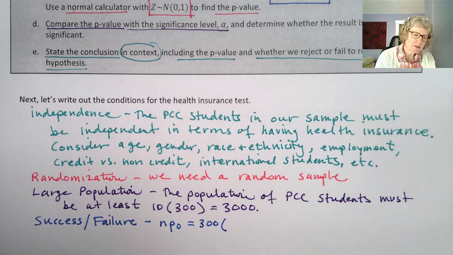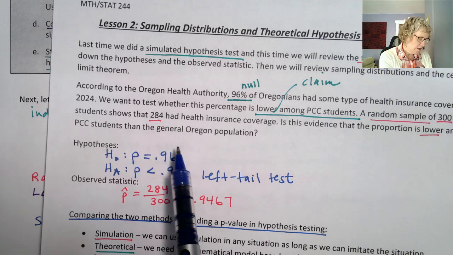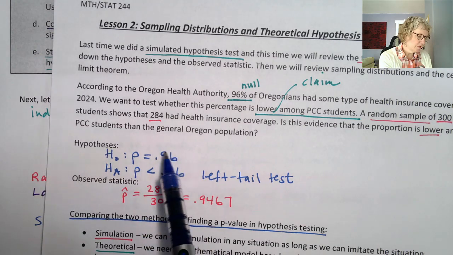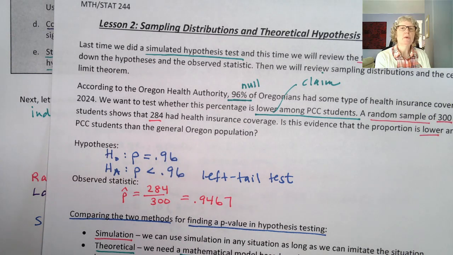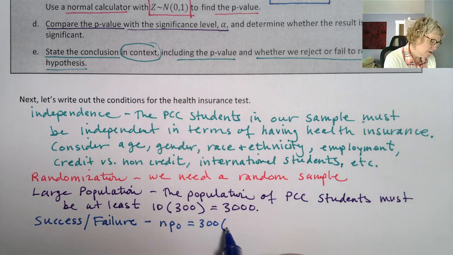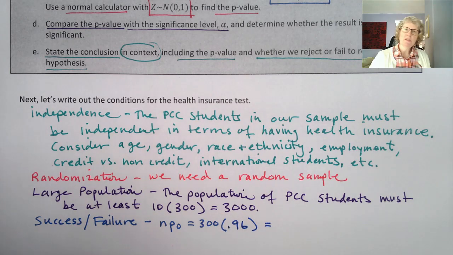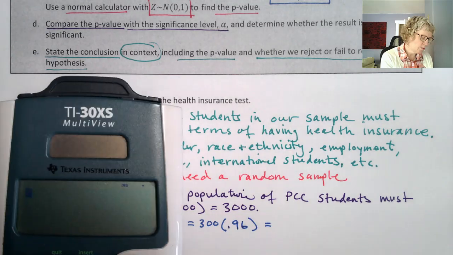And our p0 is our null value of 0.96. Okay, so this is what we would expect. Remember, we're assuming the null is true, so we would expect that it matches that 96% of PCC students also have health insurance. So 0.96, we need to know if this combination of n and p is big enough to give us a normal model, to have that symmetric normal shape.